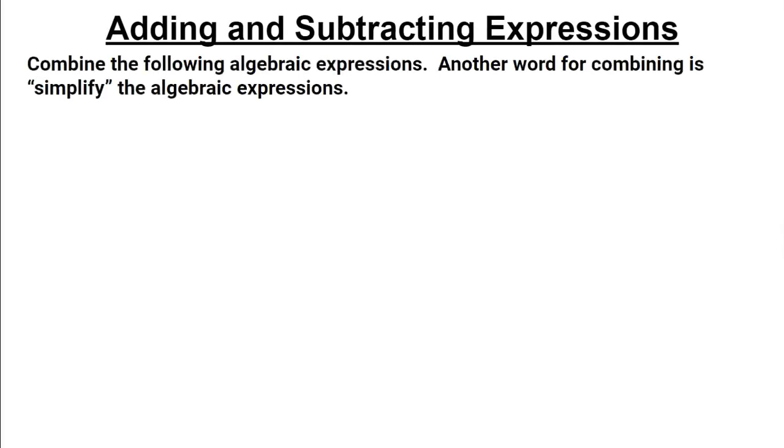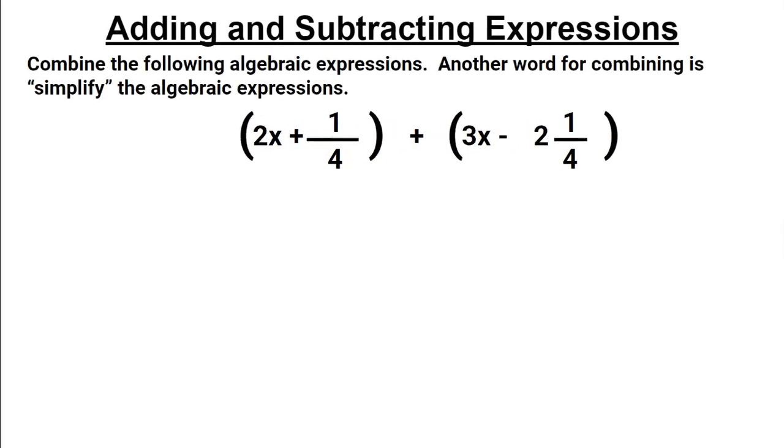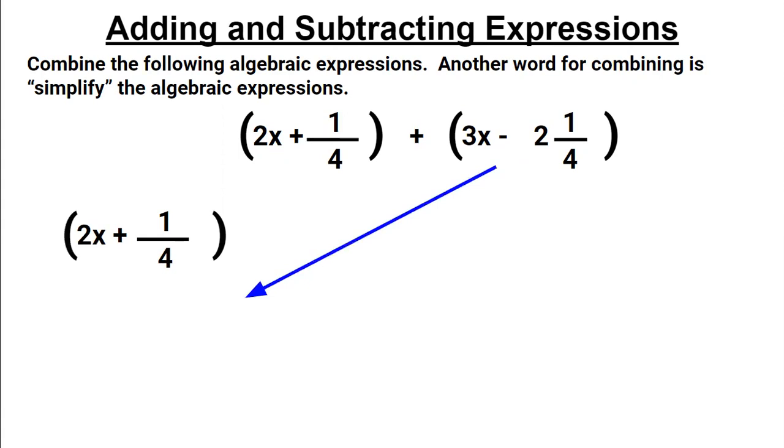Okay, let's do another one. 2x plus 1/4 is in the first parentheses, and then 3x minus 2 1/4 is in the second parentheses. Combine the 2x plus 1/4. Underneath it, we'll write the 3x minus 2 1/4. We're going to add them together.